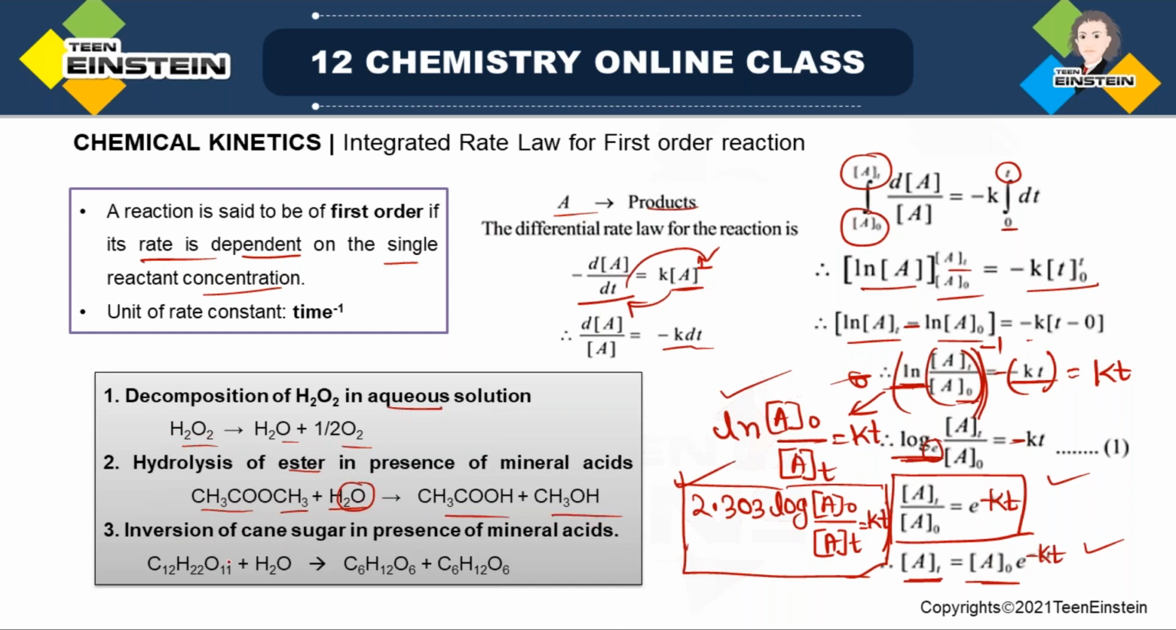And the last example, inversion of cane sugar in presence of mineral acid. The acid is not mentioned, but I'm writing it here as H plus. This is cane sugar, and ultimately we are getting glucose and fructose as products. So these three are examples of first order reaction. Is there any doubt?